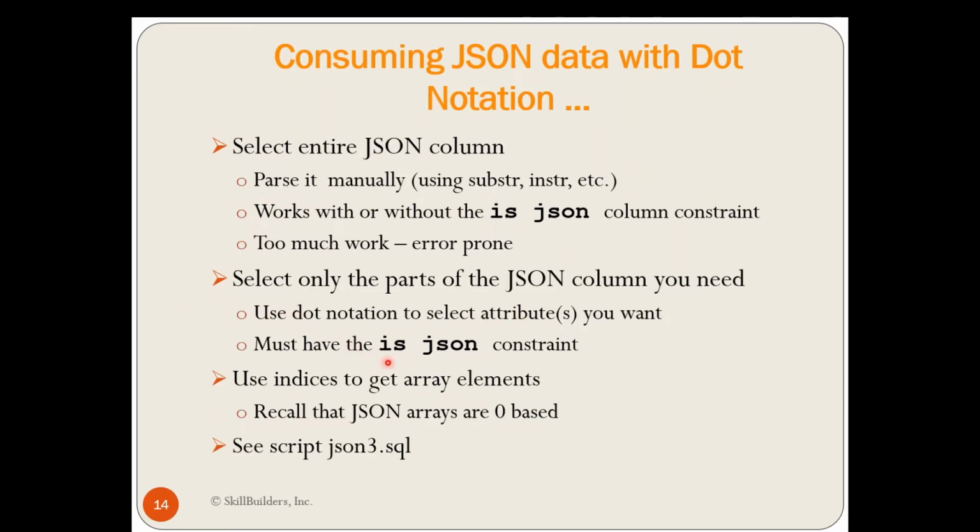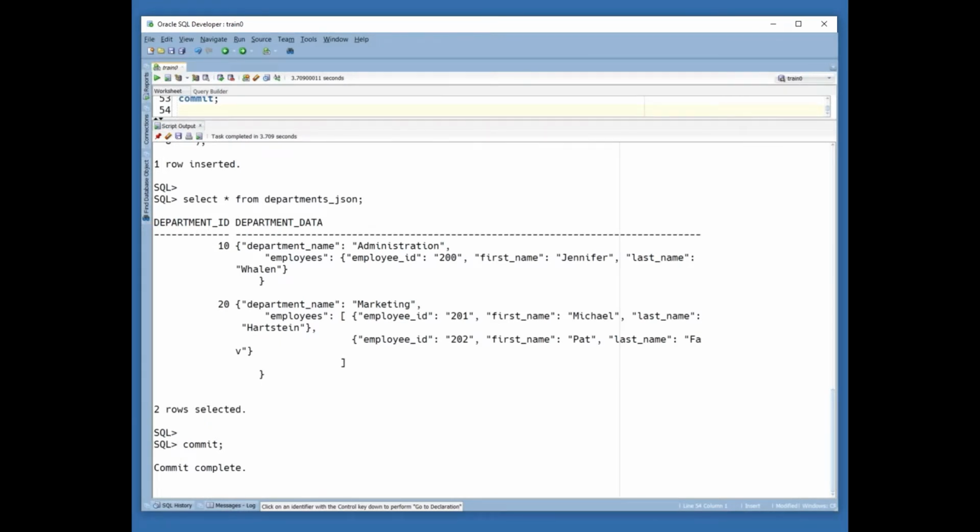To use dot notation, you must have the IS JSON constraint, because Oracle must know it's a valid JSON document. Without the IS JSON constraint, or if Oracle doesn't know it's a valid JSON document, and you try to use dot notation, it'll say, hey, I don't understand what you're doing. It's not going to work. When you use dot notation and drill down, you're going to get to a point where you're in arrays. You're going to index into the arrays with the index number, and remember that they're zero based. So let's look at our script here, JSON3.SQL. And I will put this back up, and let's go grab JSON3.SQL and demonstrate how that is done for you.